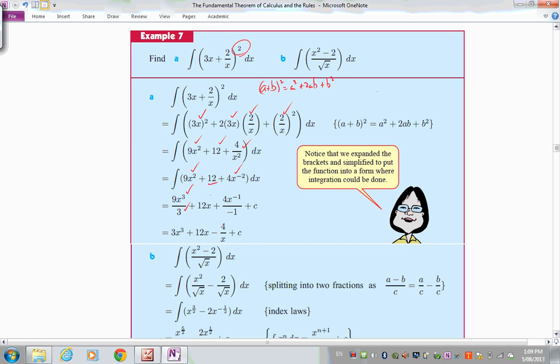What is 12 the derivative of? 12x. Increase the power by 1, divide by the new power. Don't forget adding c. Once you've done the process, remember that we have a whole family of functions, and any ones differing by a constant will have the same derivative. So there we have it there.